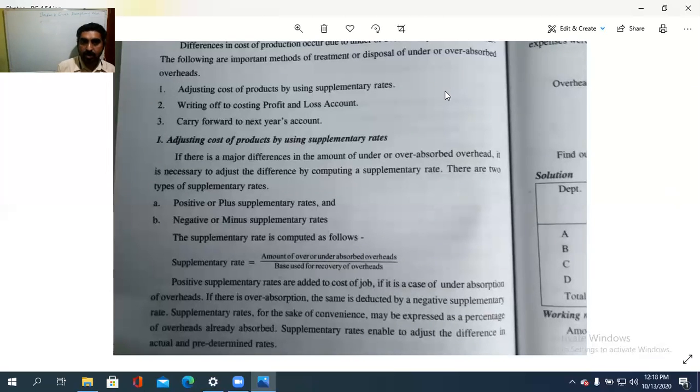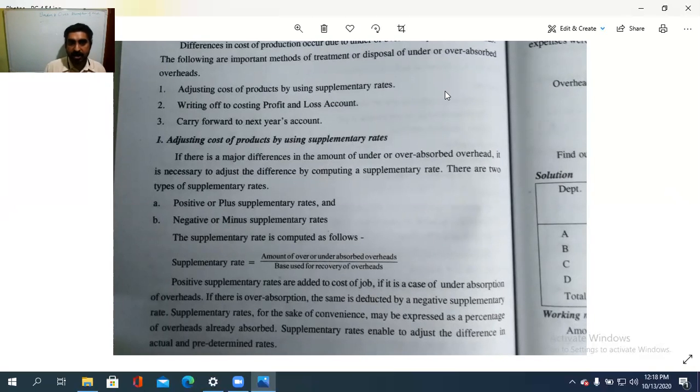One is adjusting the cost of the products by using supplementary rates. If there is a major difference in the amount of under or over absorbed overhead, that is, if the actual rate is higher or lower than the predetermined rate, and there is a big difference, it is necessary to adjust the difference by computing a supplementary rate.